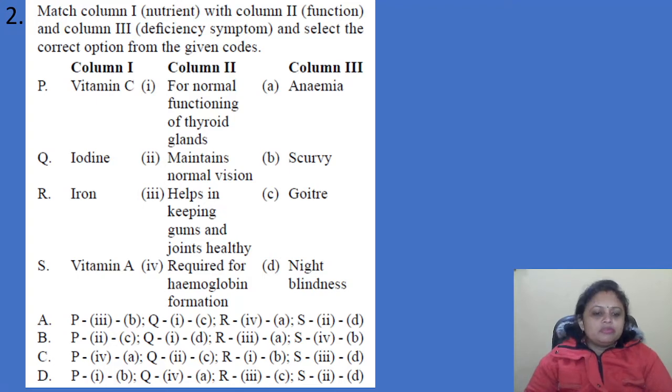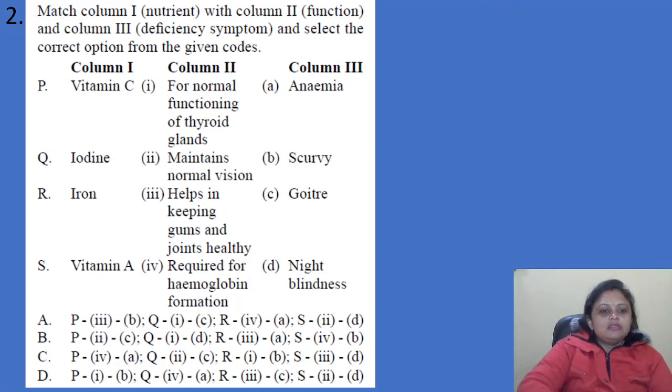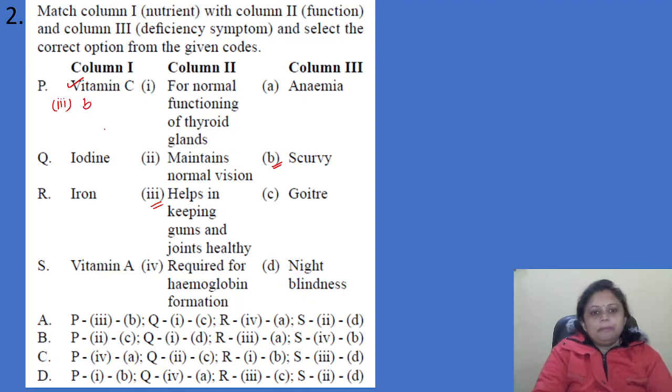Okay, so the first one is vitamin C. Vitamin C helps in keeping gums and joints healthy. So here I can write B3. Next, in the deficiency of vitamin C, scurvy occurs. So we can write here B. Coming to the next one, iodine. Iodine is for normal functioning of the thyroid gland. So I can write here 1. And in the absence of iodine, what happens? Goiter happens. So I can write here C.